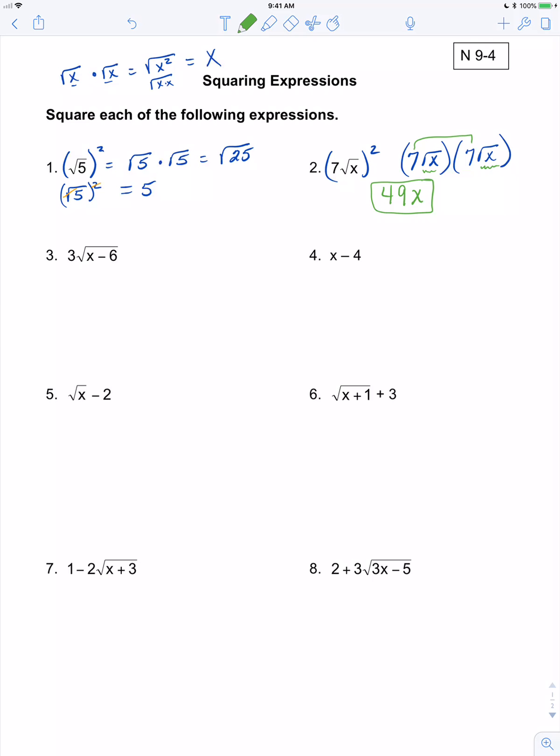I could do that the long way also and say that's 49 square root of x squared. The square root of x squared is just x. So maybe that helps make more sense.